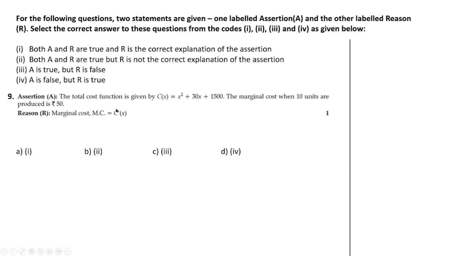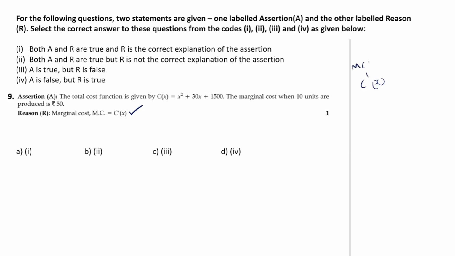Next question, the total cost function is given by C of x is equal to x square plus 30x plus 1500. The marginal cost when 10 units are produced is rupees 50. So we have to check the assertion. Reason: marginal cost equal to C dash of x. So the marginal cost is the derivative of the cost function. The reason is true. Let us check whether the assertion is true or not.